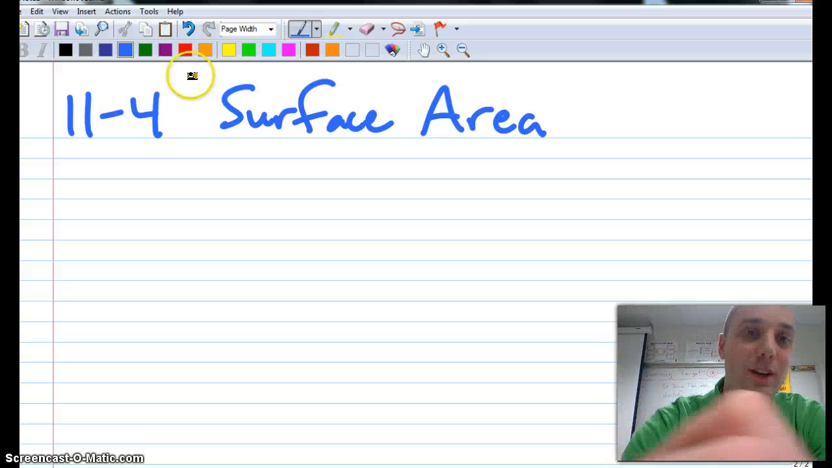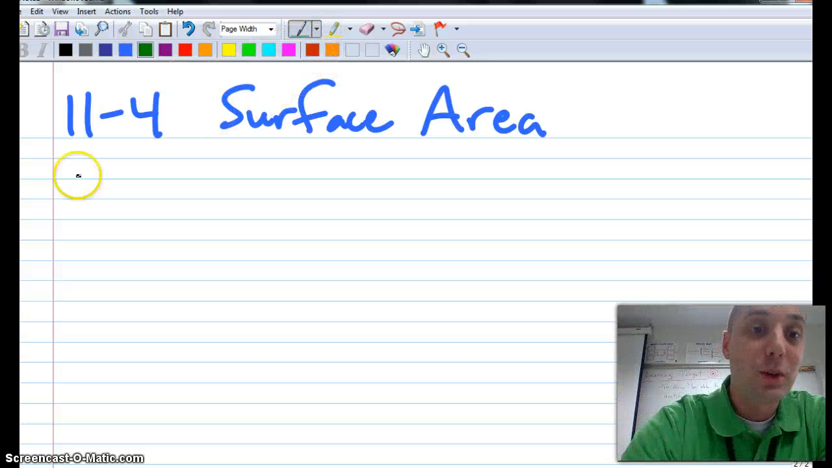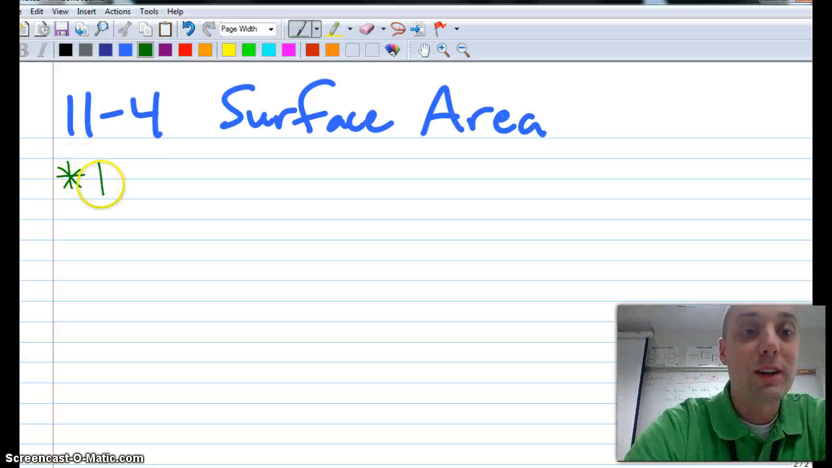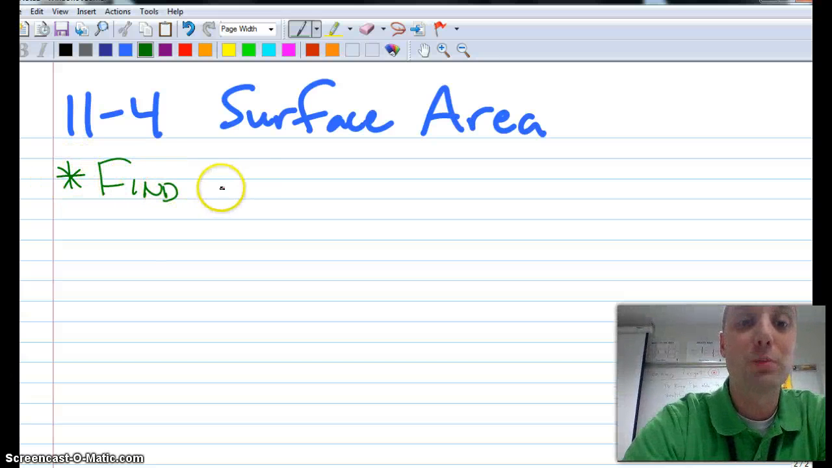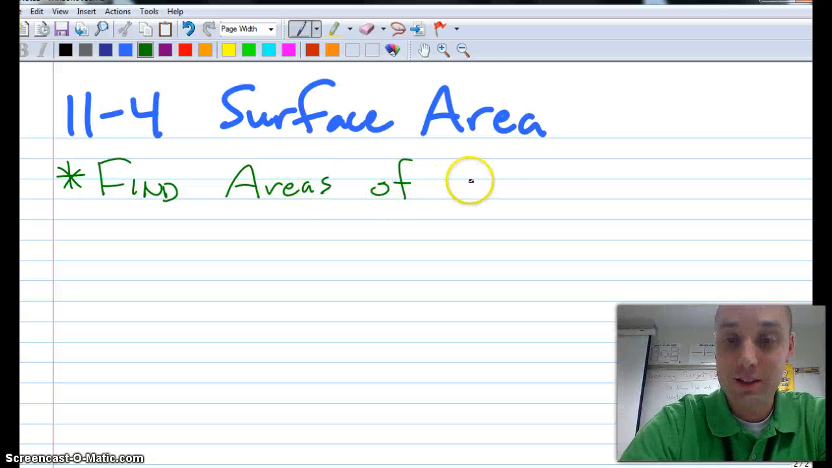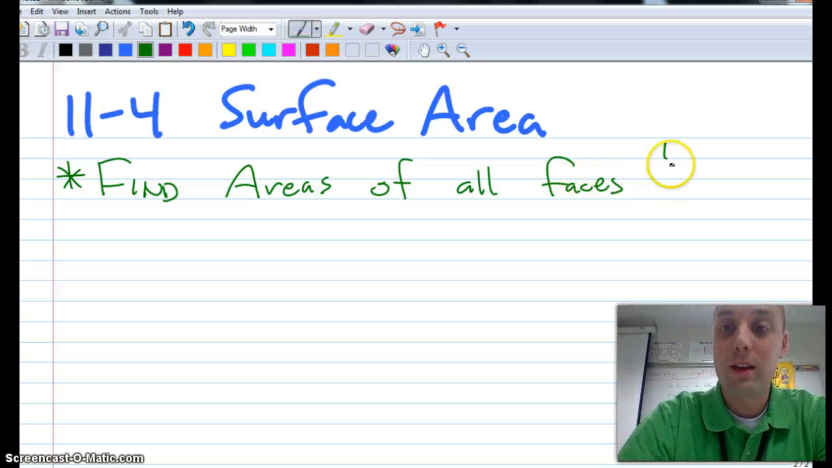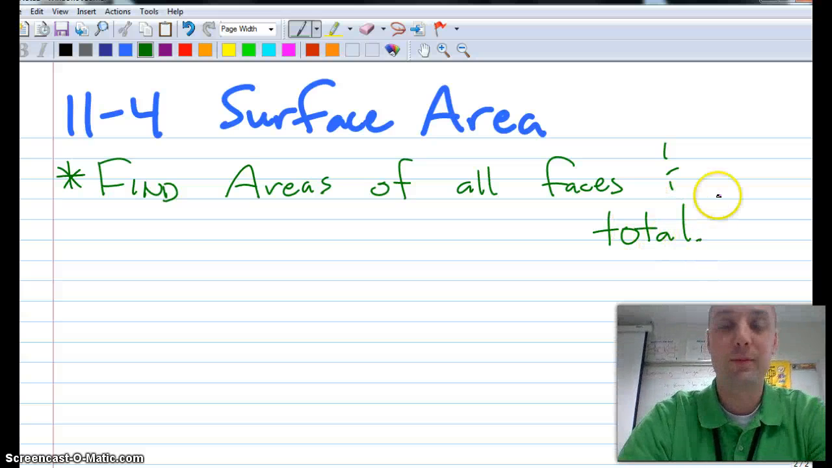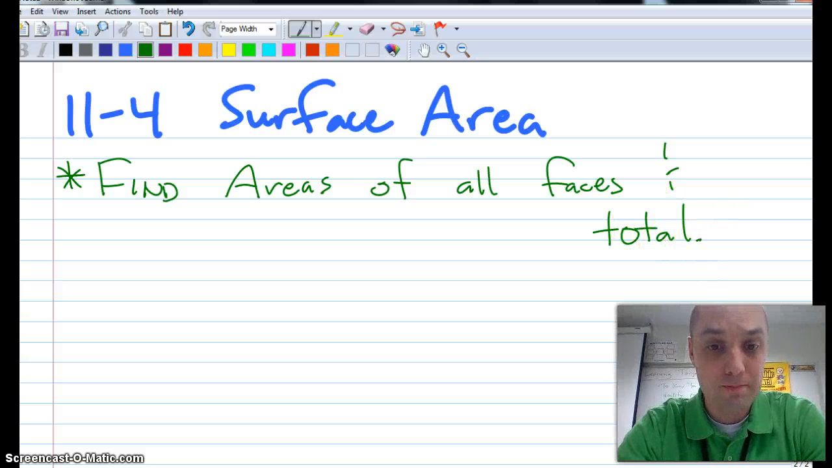So surface area, remember, is the area of the surface. So here's what we're going to do. First bullet point, we're going to find the areas, plural, of all faces. And then we're going to total them up. Plain and simple. Find the area of all the faces and then total them up.